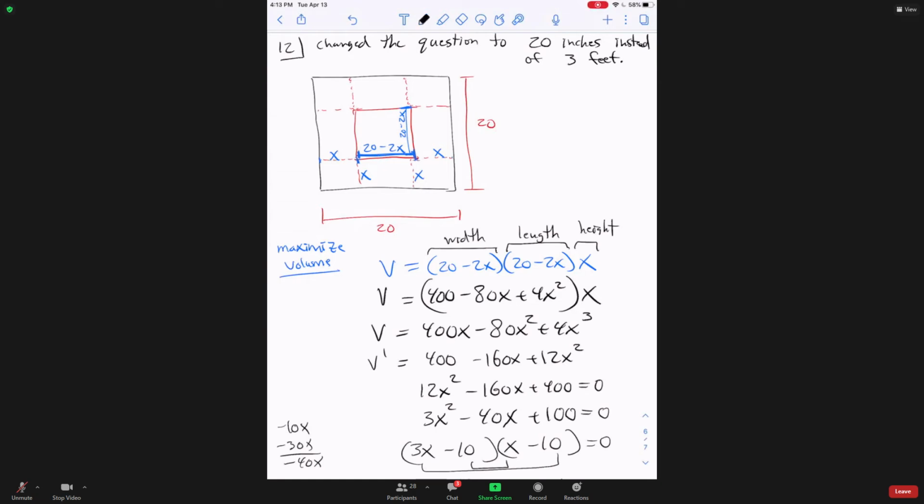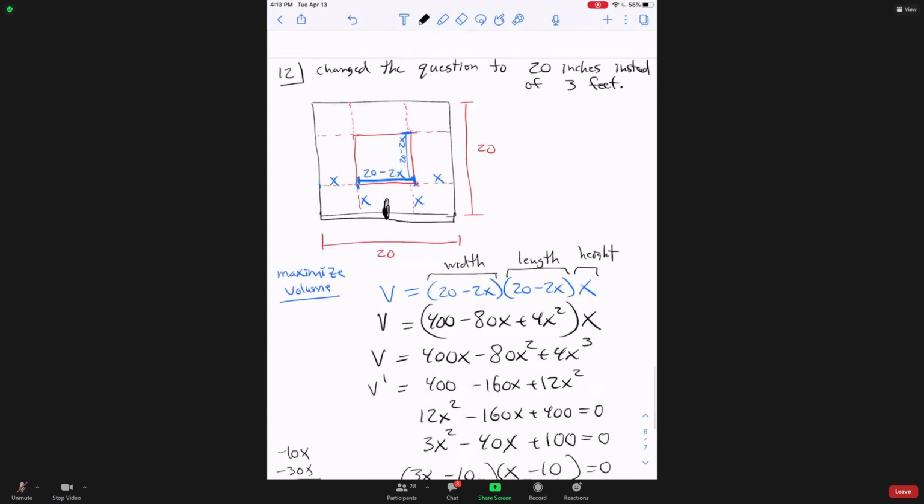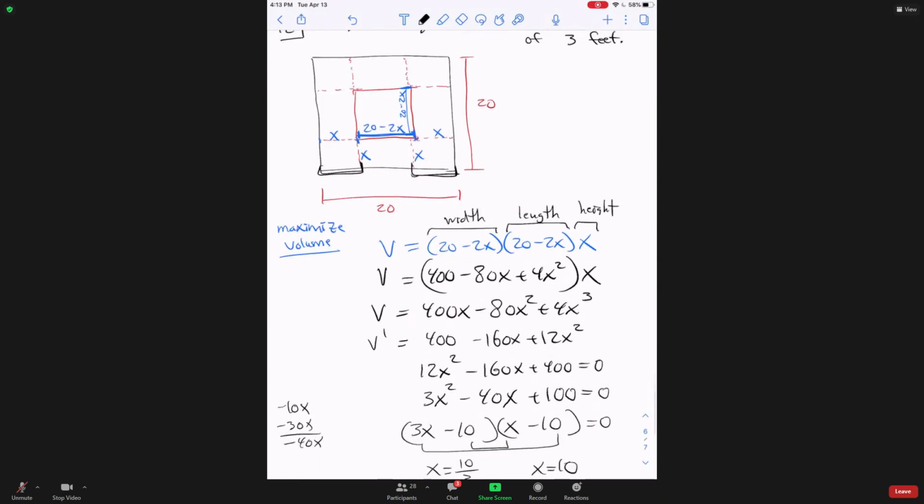I can't cut 10 inches from this side and 10 inches from this side. Then there'll be no base left. It couldn't possibly make sense. Whereas 10/3 sounds reasonable because that's 3 1/3. So I can say, all right, cut 3 1/3 from this side, that's 10/3, and 3 1/3 from this side. I'll have at least a good something left here. So that's one way you know it's not 10, because you can't have a box if it's 10.